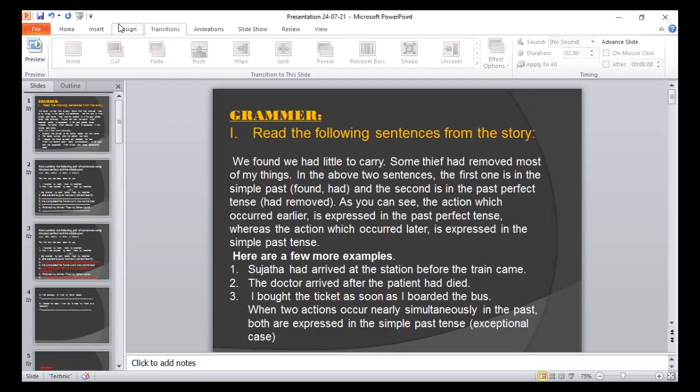Here the two actions occur nearly simultaneously in the past. Both are expressed in simple past tense.